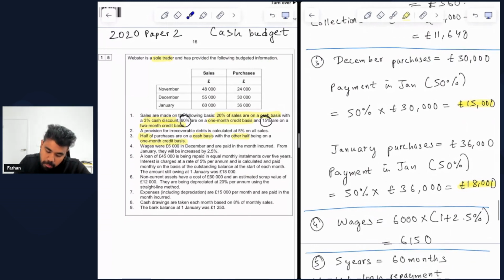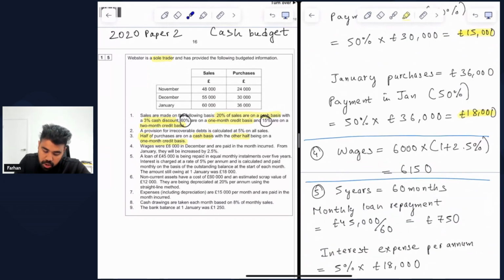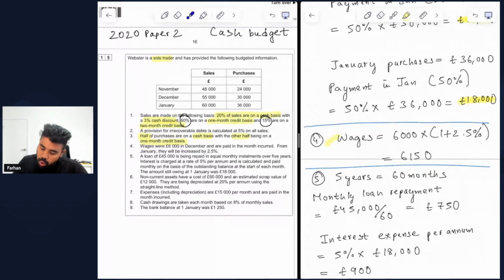Let's look into point number 4. So point number 4 says wages were £6,000 in December and are paid in the month incurred. From January, they will be increased by 2.5%. So we understand that whatever wages expense the business has, they're paying for it in that same month. We also know that in December, the wages expense was £6,000, and this number is expected to increase by 2.5% for January. So to begin point number 4, we first want to work out the wages that we will be paying in January, which is simply taking 6,000 that you know from December and then increasing it by 2.5%.